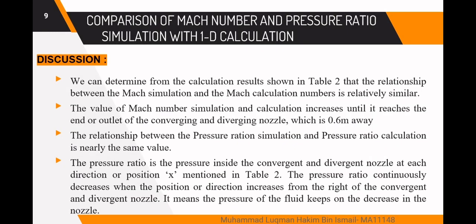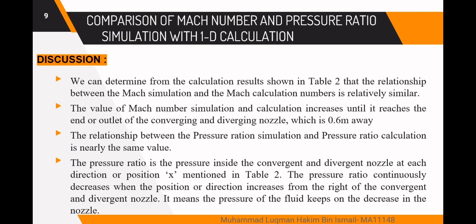So based on the data, we can determine from the calculation result shown in table 2 that the relationship between the Mach number simulation and Mach number calculation is relatively similar. The value of Mach number simulation and calculation increase until it reaches the end or outlet of the converging and diverging nozzle, which is 0.6 meter away. And the relationship between the pressure ratio simulation and pressure ratio calculation is nearly the same value.